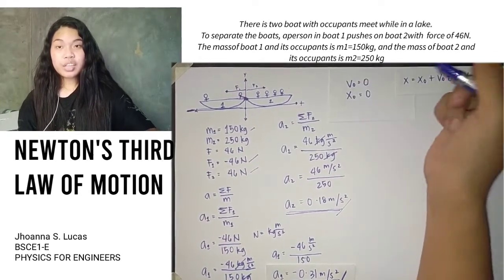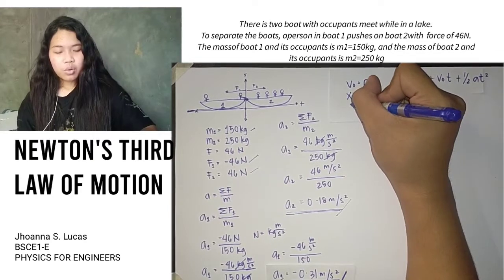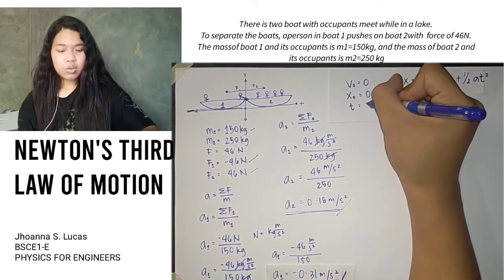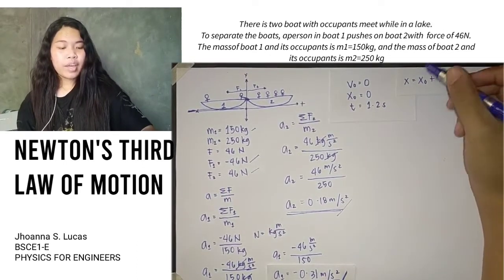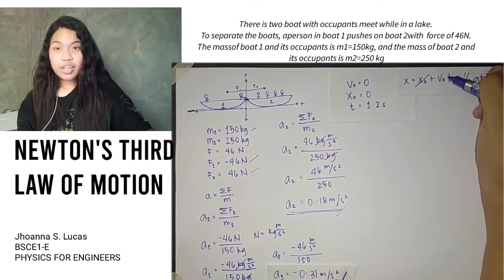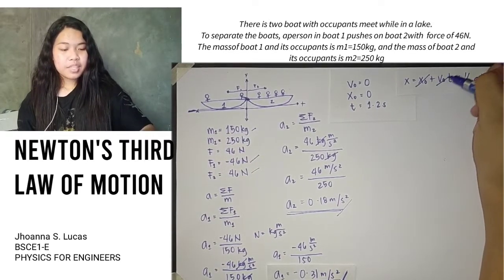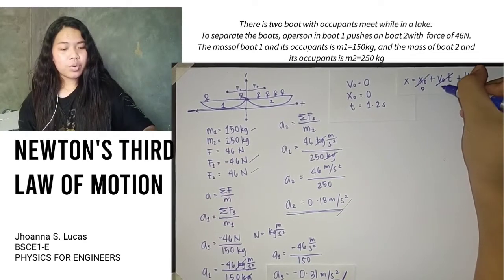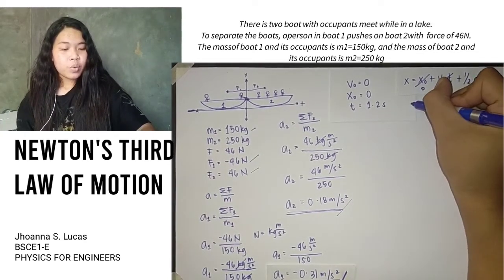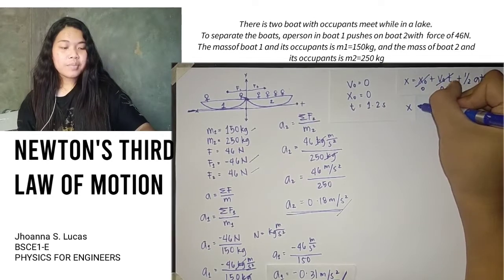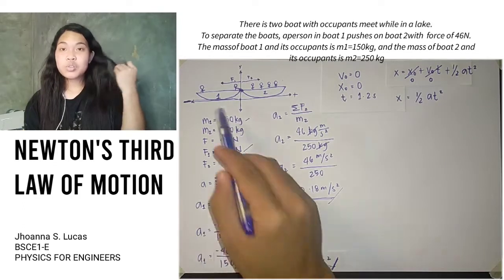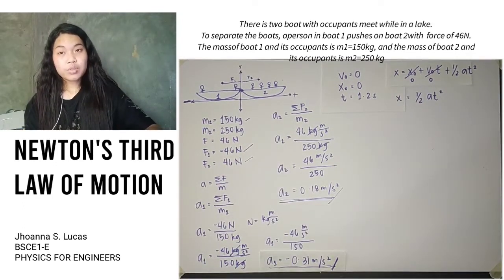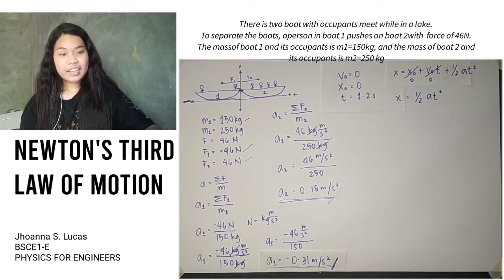And let's also write the given time, which is 1.2 seconds. So we will cancel now the x sub o and the initial velocity times time, since this is just equal to 0. So our equation now is 1/2 times acceleration times time squared. So here we will use this equation for each boat. So we will write the sub 1 and sub 2 for us to identify it easily.